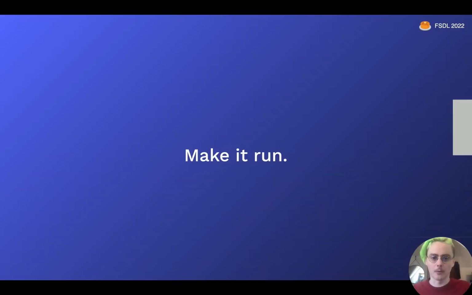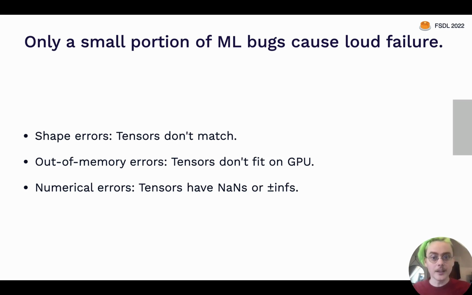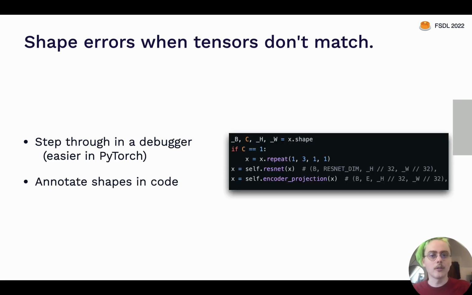First, how do we make a model run? Luckily, this step is actually relatively easy in that only a small portion of bugs in machine learning cause the kind of loud failure that we're tackling here. So there's shape errors, out-of-memory errors, and numerical errors. Shape errors occur when the shapes of tensors don't match the shapes expected by the operations applied to them. So while you're writing your PyTorch code, it's a good idea to keep notes on what you expect the shapes of your tensors to be, to annotate those in the code as we do in the full stack deep learning code base, and to even step through this code in a debugger, checking the shapes as you go.